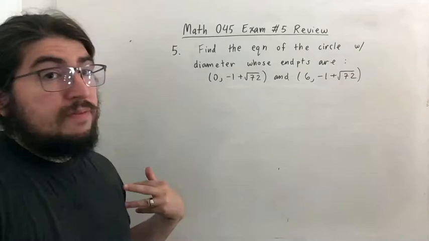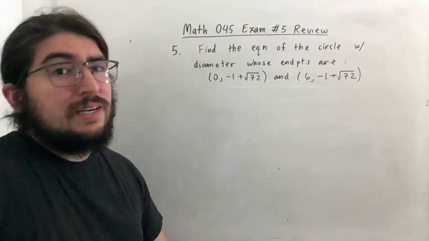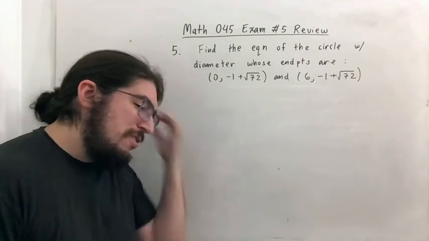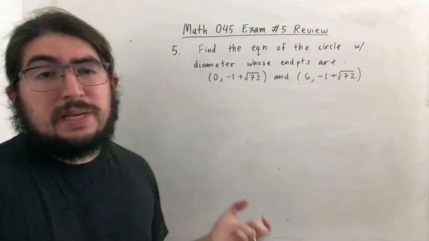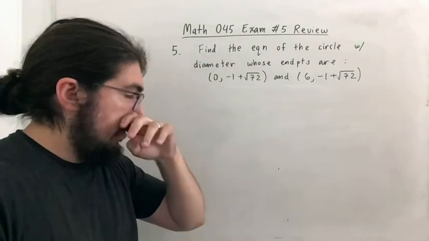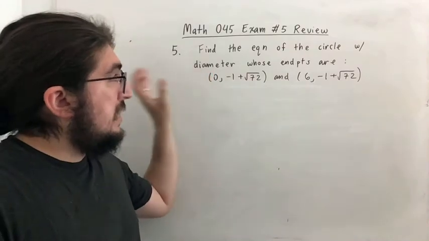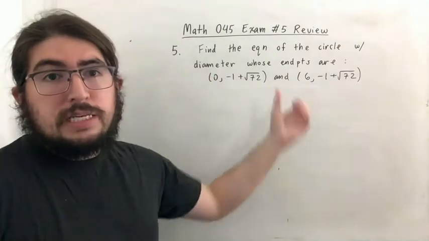Okay, so here for number 5, we're asked to find the equation of a circle, but this one's actually kind of strange. I think this is actually a very difficult problem. I don't expect anything this complicated to be in the exam, but I think definitely this is a very good exercise. So let's see if we can tackle this together. So we want to find the equation of a circle with a diameter whose endpoints are these points.